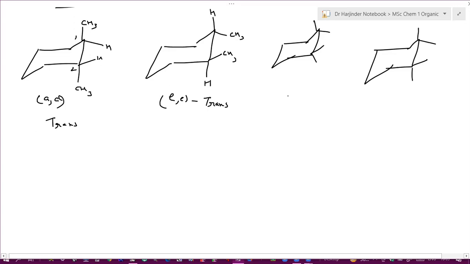Now let us take one axial and another equatorial. So you have methyl over here and methyl over here. Is this cis or trans? This is cis. Both point in the same direction, up, up. And in case of equatorial and axial, again it is cis. Both point in a downward direction. So you have these combinations.